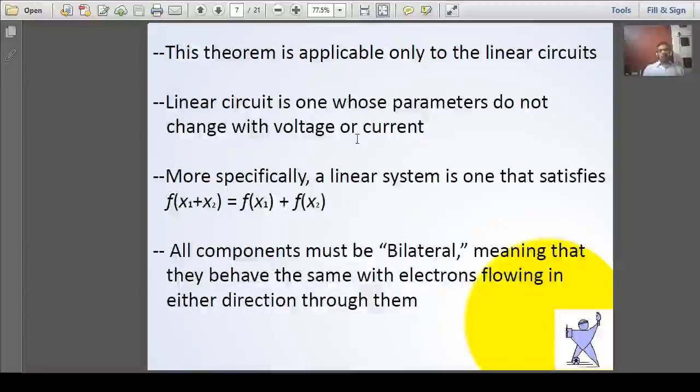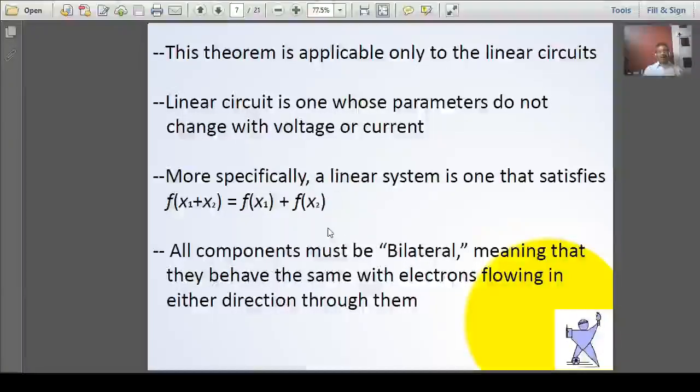The important thing is that we can apply this theorem to a linear circuit only. What is linear circuit? We can say that the circuit whose property or whose parameter does not change with the change in voltage or current is called linear circuit. Or we can say, for a linear circuit, this particular equation is applicable: f(x1 + x2) = f(x1) + f(x2).